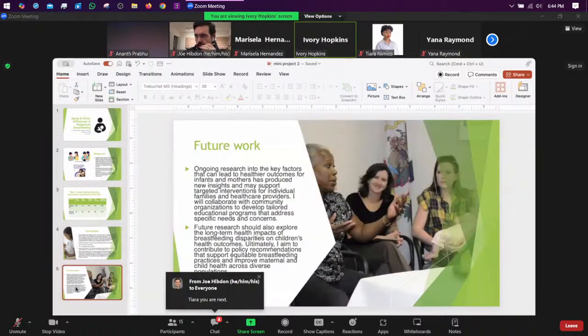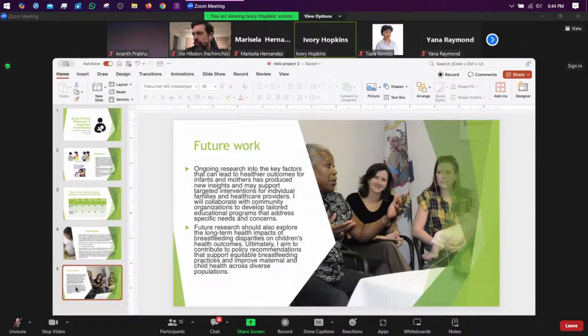Basically, for future work, what I would do is continue to have supports in the community, support groups. That's why I put a picture of a support group, education groups. I will collaborate with organizations to develop tailored education programs that address significant concerns. Future research should also explore long-term health impacts.